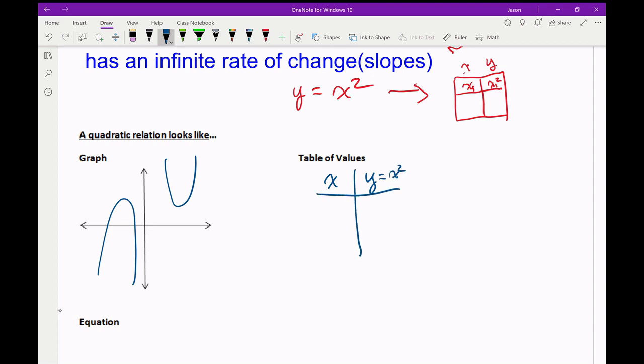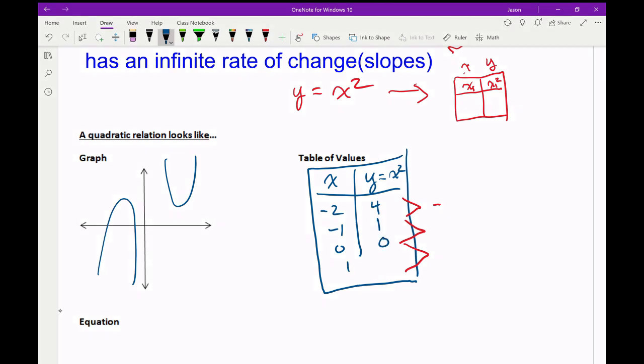So when we punch those in, we got -2 and 4. We had -1 and 1, we had 0 and 0, then 1, 1, 2, 4. So now we have our table of values. Based on this table of values, we can do our first differences.